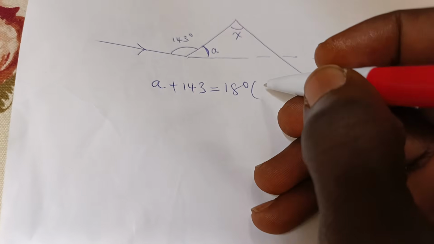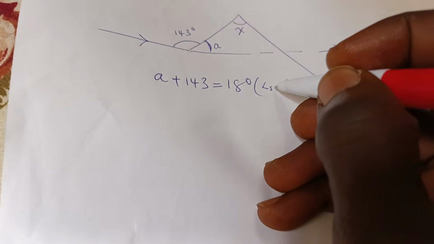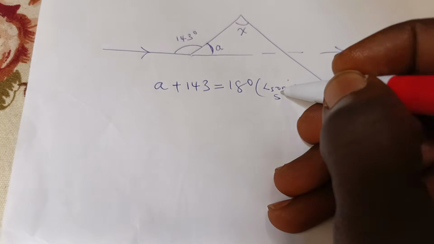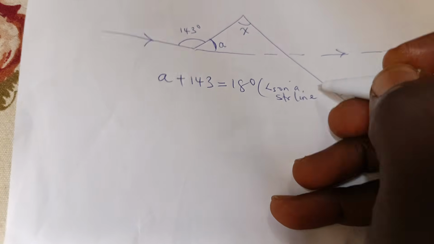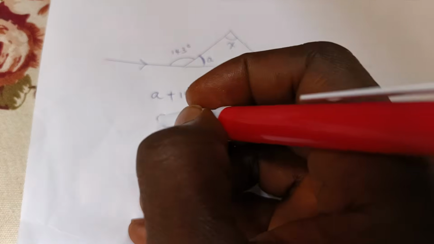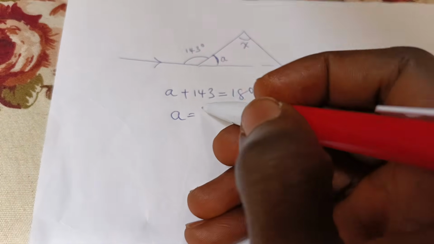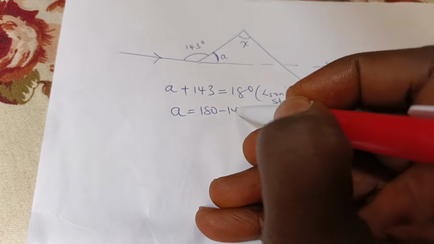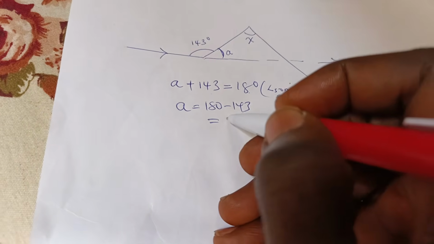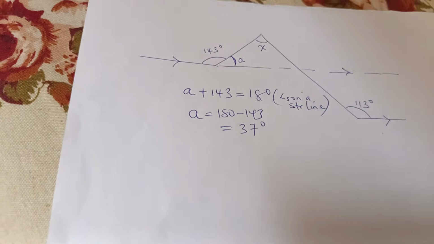And you will usually state reasons: angles on a straight line. That's me using shorthand. With that, I can now know that A will be equal to the subtraction of 180 and 143. So that's 180 minus 143, and that will give me 37 if I've done my maths right.